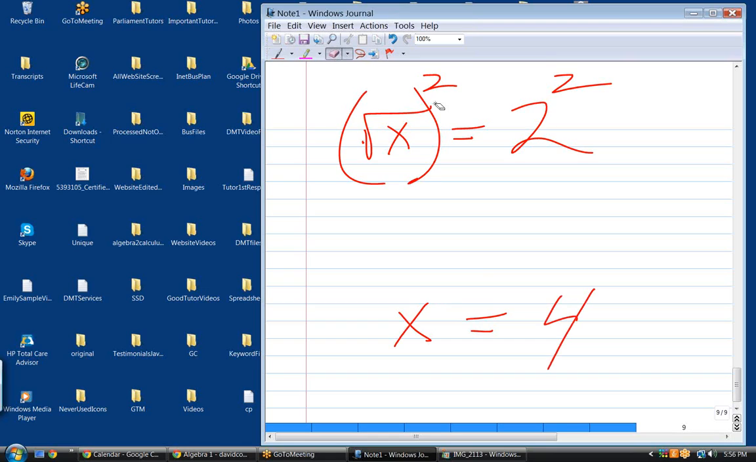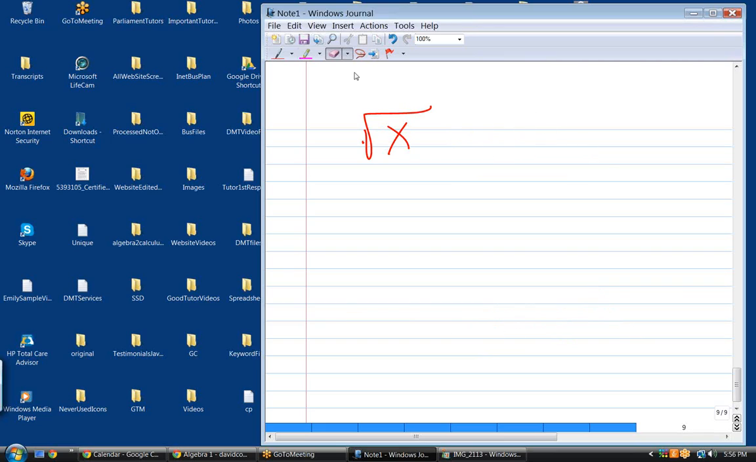Does that make sense? Is the square root of 4 equal to 2? Yes. Then we did it right. Now let's change it a little bit. Now let's say the square root of x plus 3 is equal to 8. Now solve the equation.